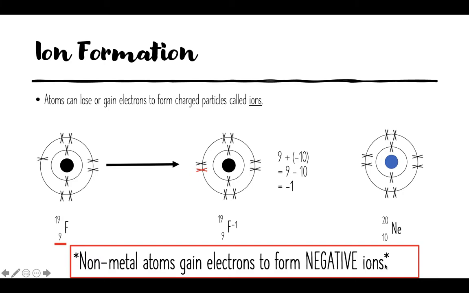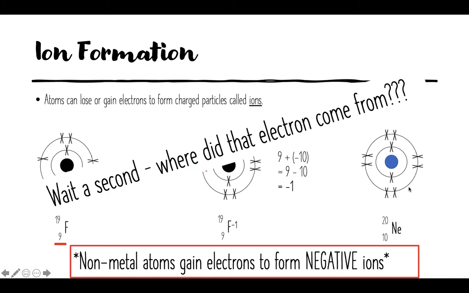Non-metal atoms gain electrons to form negative ions. Say it again with me, folks. Non-metal atoms gain electrons to form negative ions. So, metal atoms lose electrons, they form positive ions, and non-metal atoms gain electrons to form negative ions, like this fluorine here.